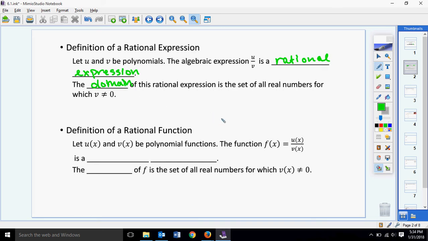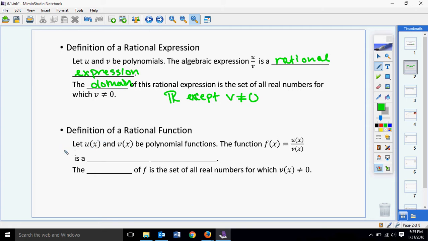The domain of this rational expression is when the denominator does not equal 0. So v cannot equal 0. We need to figure out what values will make our denominator 0, and then we'll have all real numbers except when v doesn't equal 0.